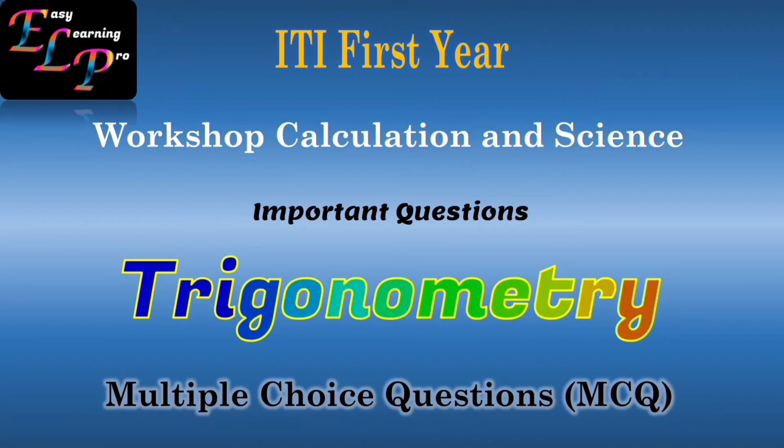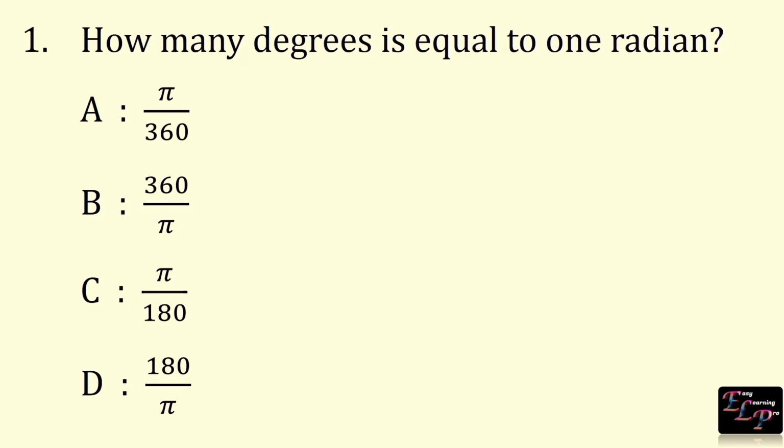Important questions of trigonometry. How many degrees is equal to 1 radian? Answer is 180 divided by pi.